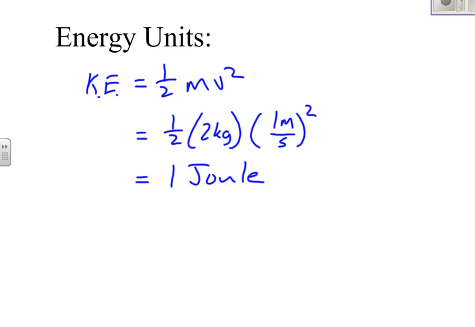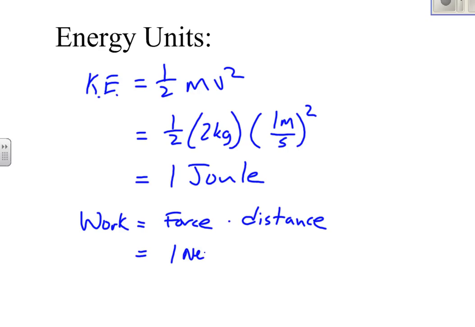The other way we can look at it is if we take work. The amount of work done on an object is equal to the force acting on the object times the distance over which that force acts. So the standard unit of force is 1 Newton, acting over 1 meter, will be 1 joule worth of work.